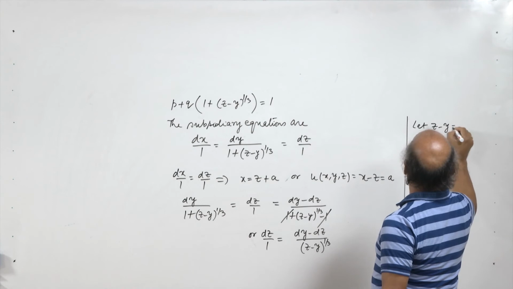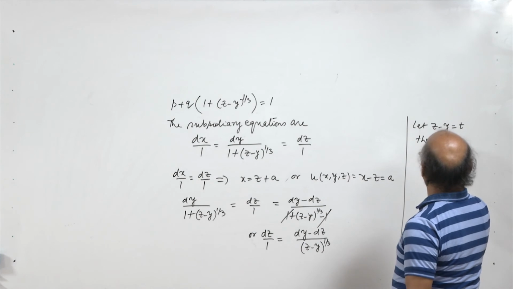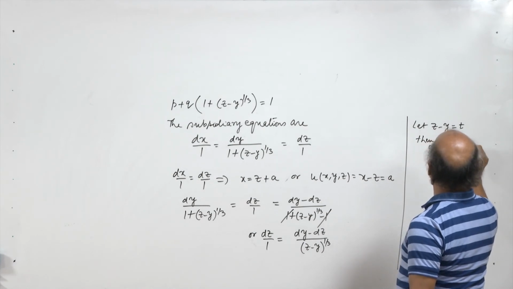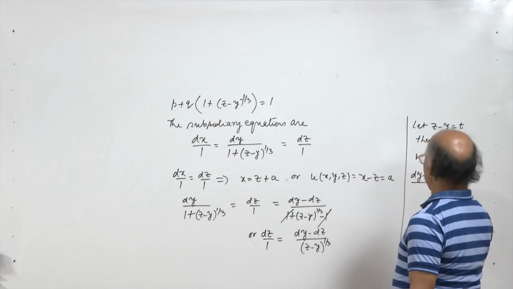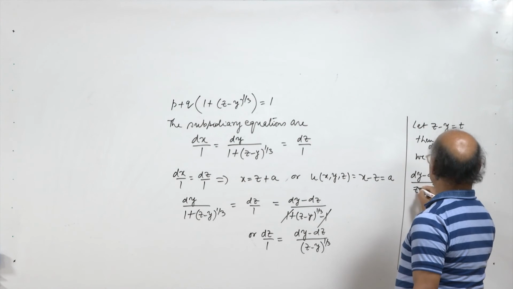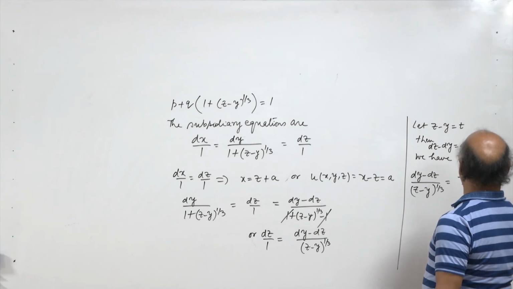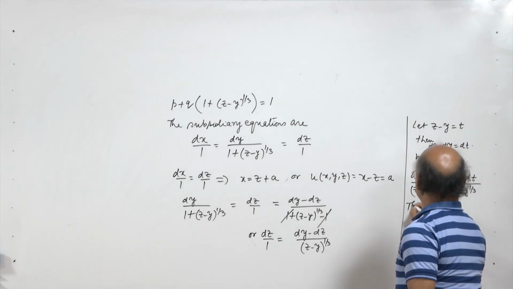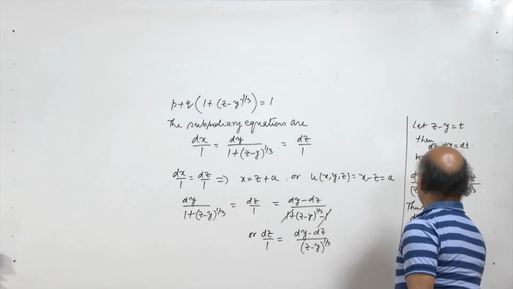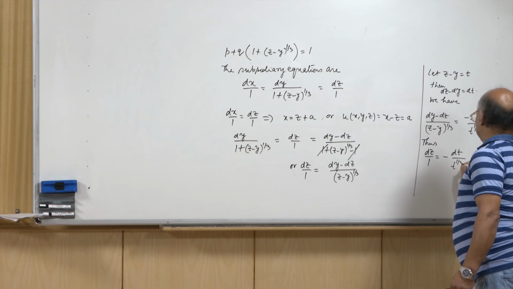Now let us define z minus y equal to some variable t, then dz minus dy is equal to dt. So we shall have (dy minus dz) upon (z minus y)^(1/3) we can write as minus dt upon t^(1/3). Thus dz upon 1 is equal to minus dt over t^(1/3).